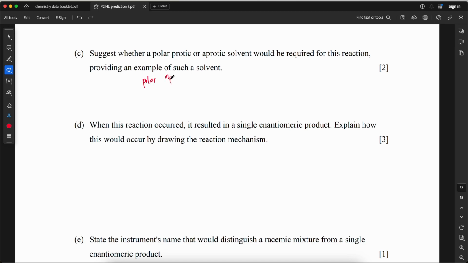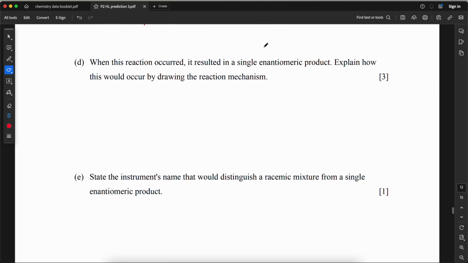It would be a polar aprotic solvent. The example would be ether or acetone, because the solvent is unable to form hydrogen bonds, leaving the nucleophile accessible for the reaction to occur. When this reaction occurs, it results in a single enantiomeric product. Explain how this would occur by drawing the reaction mechanism.